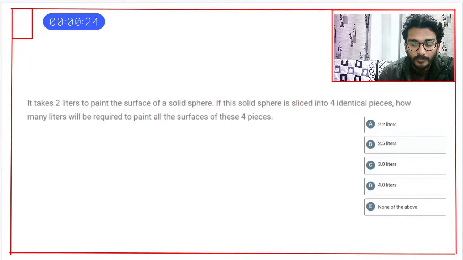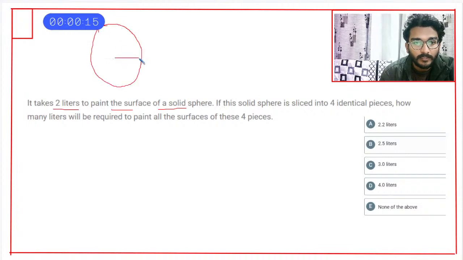Yes, so let's start this question. It takes 2 liters to paint the surface of a solid sphere. So there is a solid sphere with the radius of r. We can say to paint its surface, the area is 4 pi r square. For 4 pi r square, the paint taken is 2 liters. Now it has been cut into 4 identical parts. So how much paint would be required?